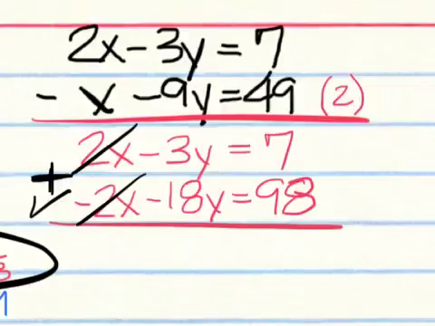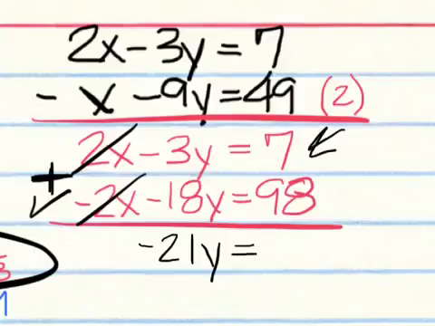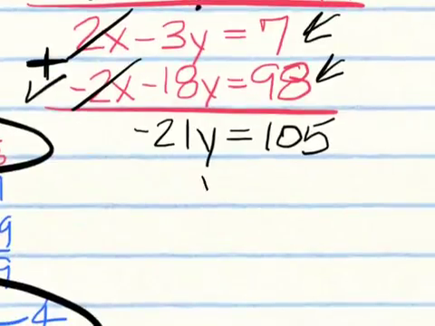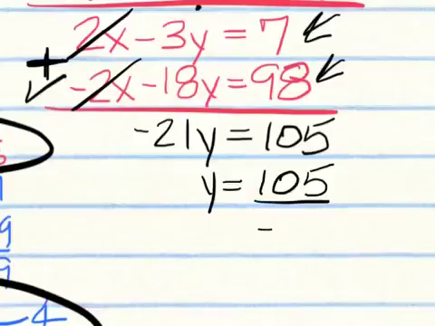We've got 3 negatives and 18 negatives. If I add them together, how many negatives are there? Be 21 negatives. And I have 7 plus 98 would come out to be what? 105. So now we have it in a position that we can solve. We can finish out the y here by dividing 105 by negative 21. What's 105 divided by negative 21?